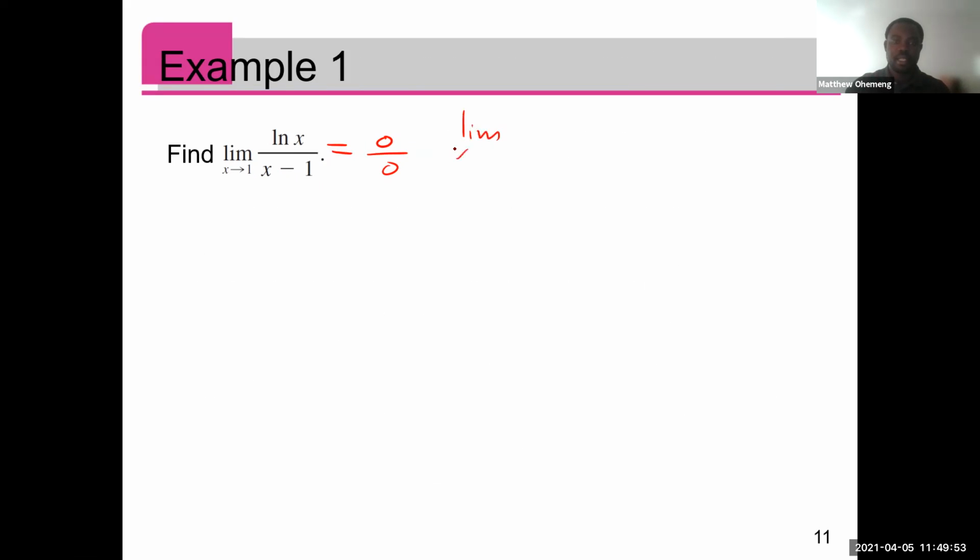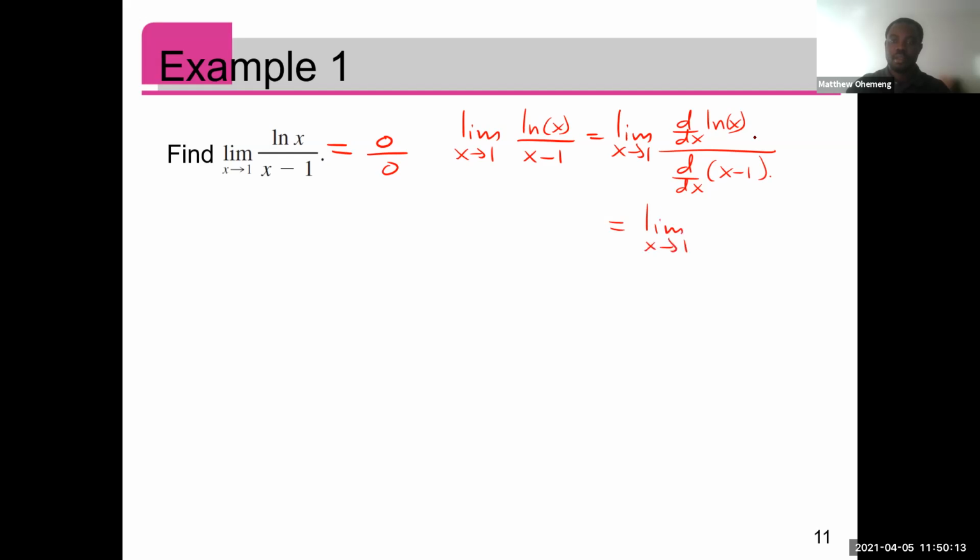L'Hopital says that for this limit, I can get it by writing the same limit, differentiating the top, divided by differentiating the denominator function. So that gives me the limit as s approaches 1. The derivative of ln of s is 1 over s. The derivative of s minus 1 is just 1. So this simplifies to the limit as s approaches 1 of 1 over s. Then I plug in again, so that's 1 over 1, which is 1. Now I have a solution.